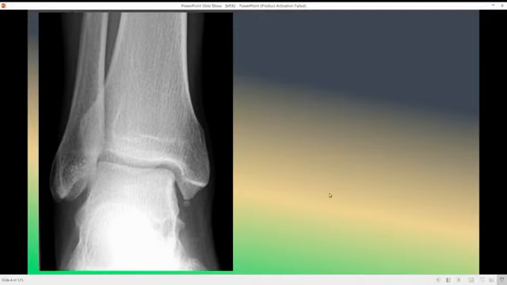Okay, let us answer this case. As you see here, this is os subtibiale. It is a well corticated accessory bone, and it is not a avulsion fracture. It is an os subtibiale, so this is a normal variant. It can be mistaken for an avulsion fracture, but it is a well corticated one. Okay, let us move to the next case.